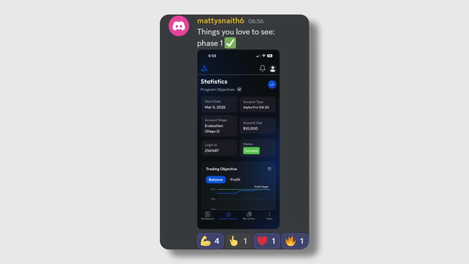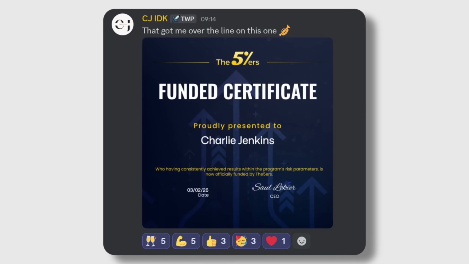The last one you've probably never heard of before, but it has been a game changer for me and our community of traders. Just look at these comments and all of the funded challenges that have been passed.